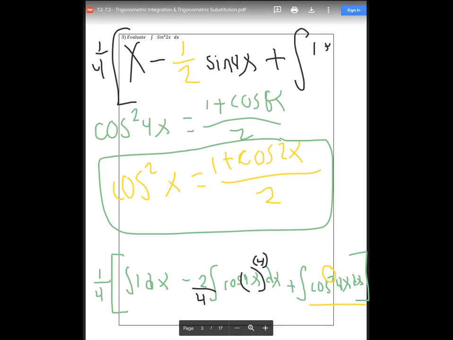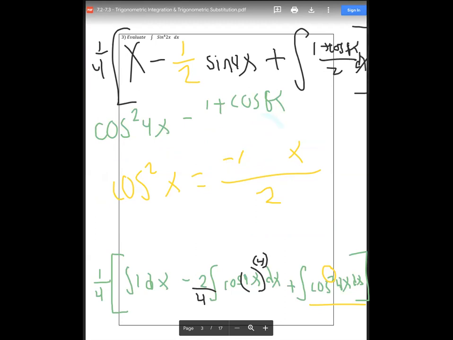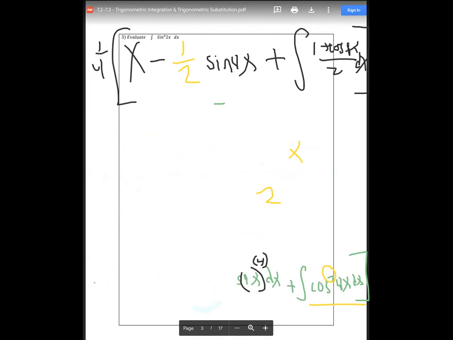1 plus cosine 8x over 2 dx. And that ends the brackets. So let me erase all of this. And now what we're going to have to do is integrate that term, which is not too bad. We just need to make sure that we're not forgetting any numbers and signs in our manipulations.